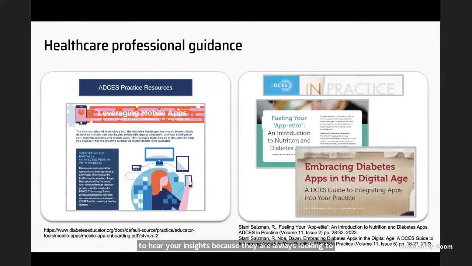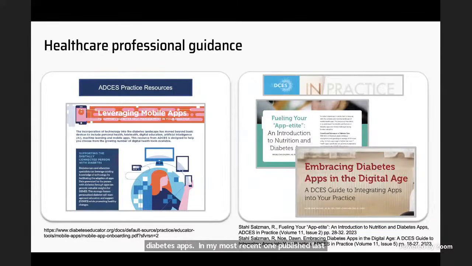So I want to leave you here with some healthcare professional guidance. The ADCES has some great practice resources for those working in the diabetes and cardiometabolic space about supporting digital health tools for people. And again, it really can apply to other health conditions too. It's a great handout that actually walks you through some key steps. Additionally, I've authored 2 publications here. Fueling Your Appetite, you have the reference here at the bottom, an introduction to nutrition and diabetes apps. And my most recent one, published last year, Embracing Diabetes Apps in the Digital Age, a guide to integrating apps into your practice.